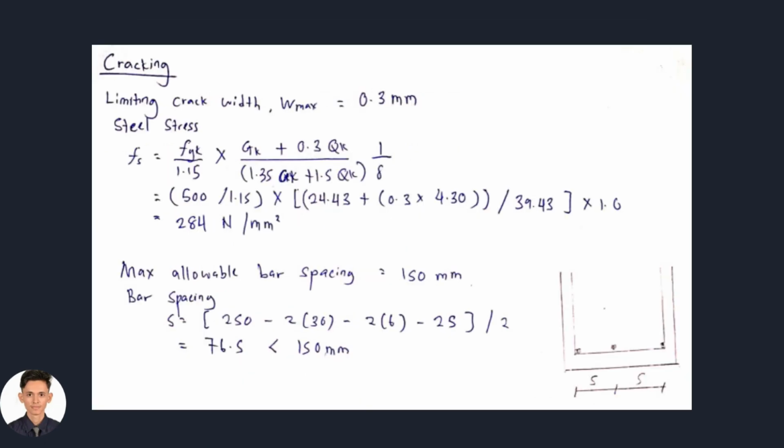Next, for the cracking, we also use limiting crack width Wmax of 0.3, and for the stress Fs we got 2.4 Newton per millimeter square. For the max allowable bar spacing we use 150 millimeter, and for bar spacing we get 76.5, which is below 150 millimeter, so the cracking will be okay.